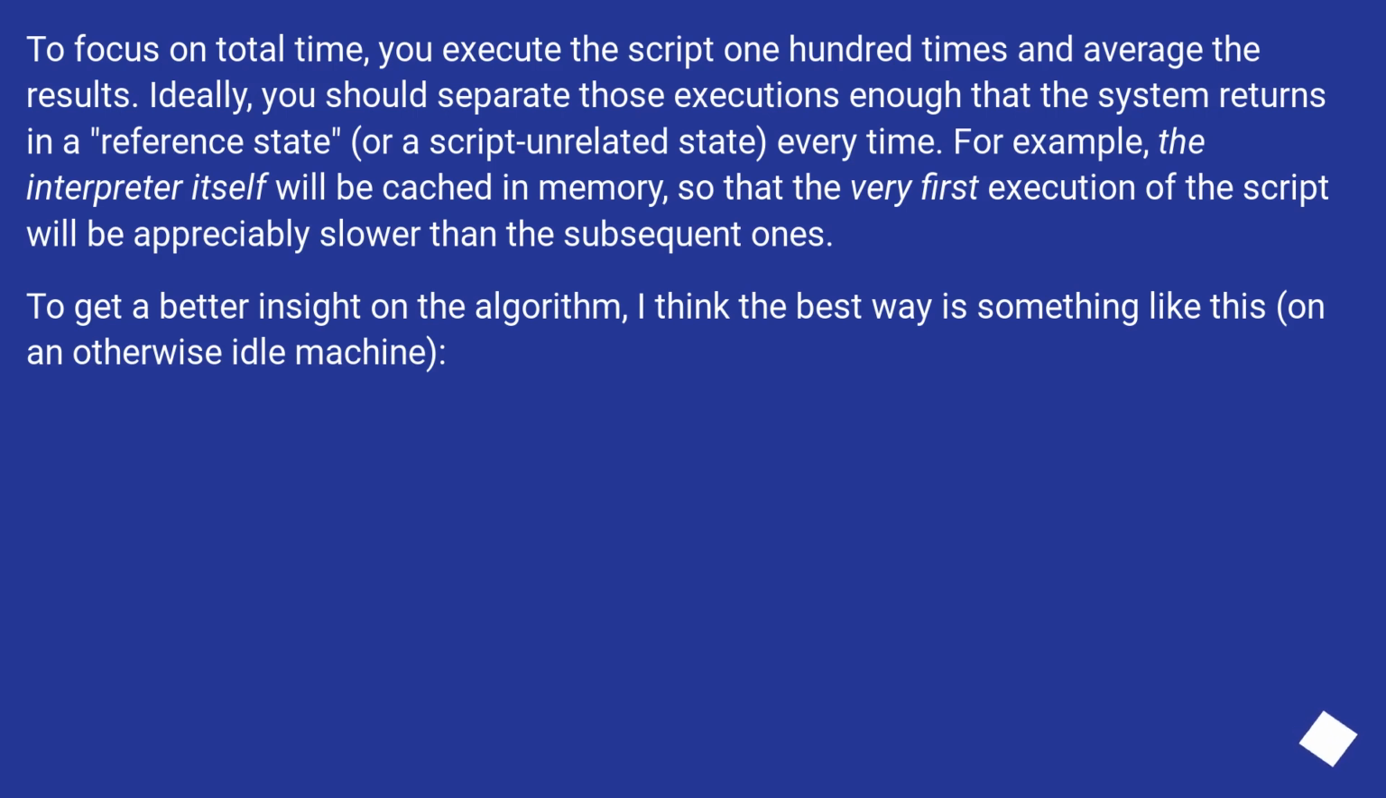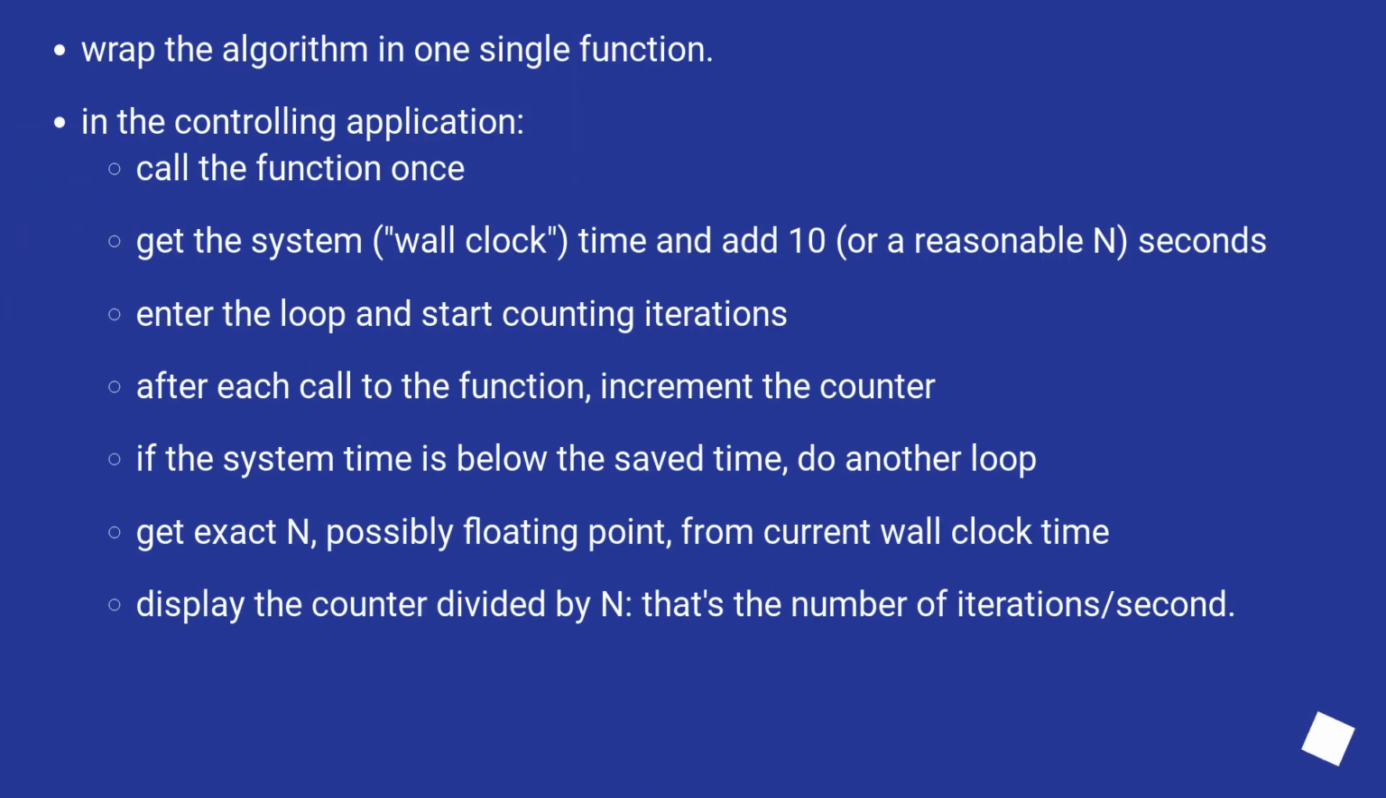To get a better insight on the algorithm, I think the best way is something like this, on an otherwise idle machine. Wrap the algorithm in one single function. In the controlling application, call the function once. Get the system wall clock time and add 10, or a reasonable number of seconds. Enter the loop and start counting iterations. After each call to the function, increment the counter. If the system time is below the saved time, do another loop.